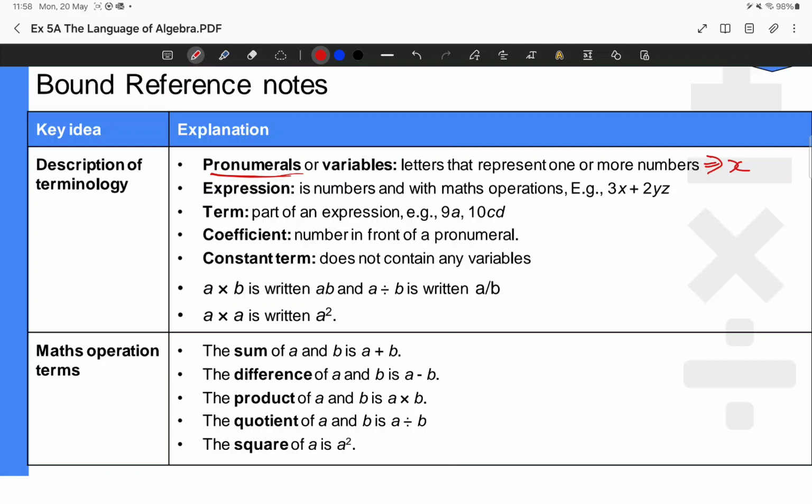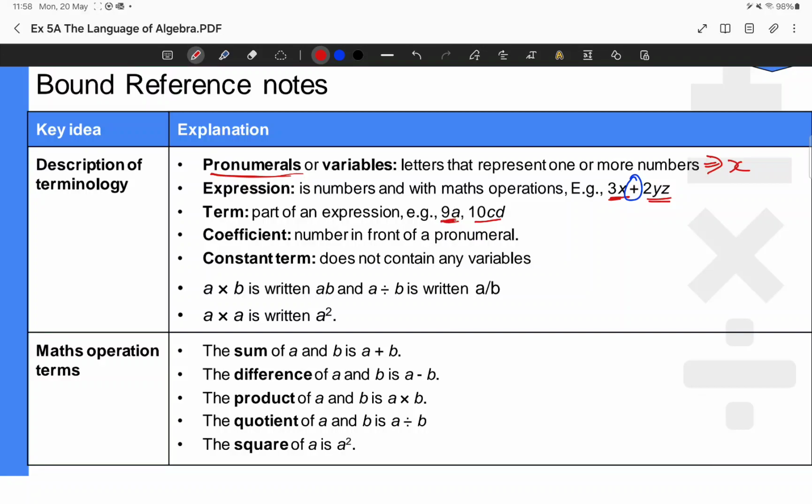The expression right here is the numbers and letters with operations. We have the numbers right here and right here as well, and then the operation is what connects them together. So the plus is the operation. Okay. A term is part of an expression. So 9a, 10cd, those are different terms.